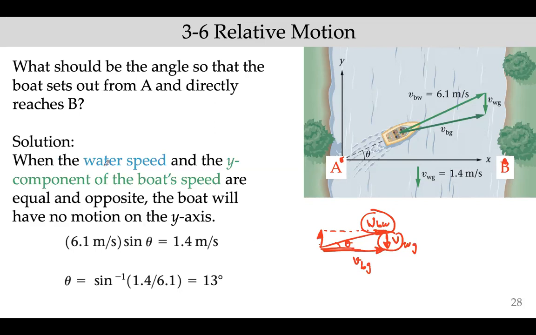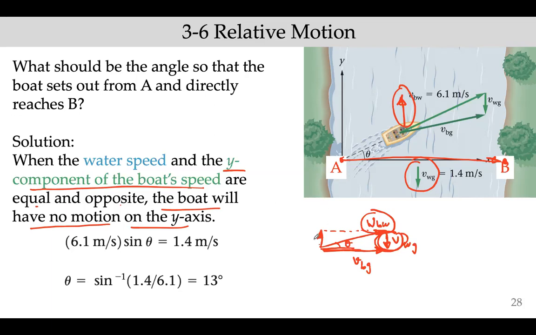So the solution is when water speed, so water speed is this, and the y component of the boat's speed, let me show you here. So the y component of the boat speed is this. If this is equal to the water speed, there will not be any motion in y direction. So you will go right to B horizontally. So if these two are equal and opposite, then the boat will have no motion on the y-axis. So the motion will be purely on the x-axis.